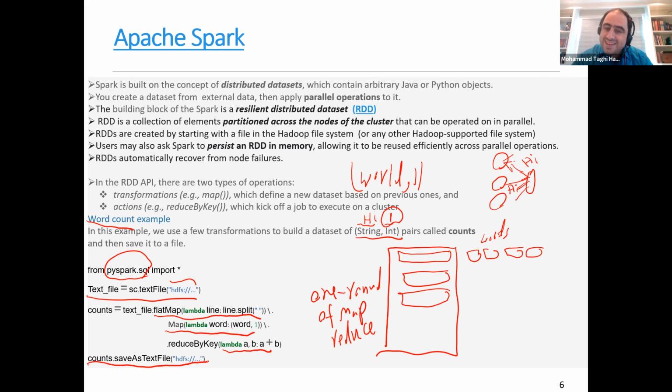This is somehow the thinking behind MapReduce, or not MapReduce, massively parallel computations, and Apache Spark, which is one implementation of this model. Any questions so far? Great. So this was one particular example.